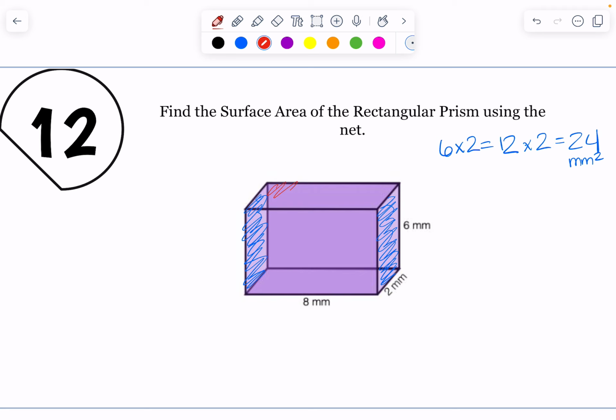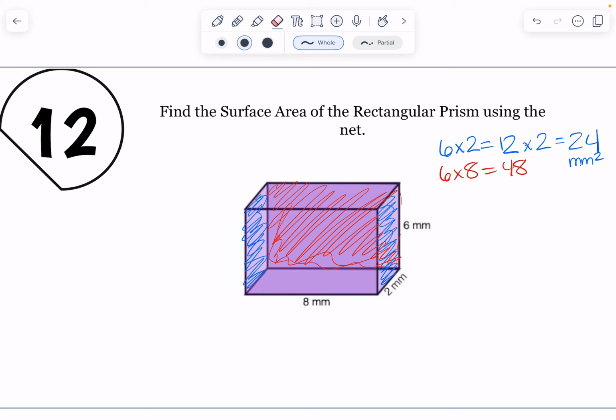Now let's look at another face. If I view this as the front of the rectangular prism, those measurements are 6 millimeters by 8 millimeters, which is 48. But again, if I know the front, then I also know the back, so I multiply that by 2 to get 96 millimeters squared.